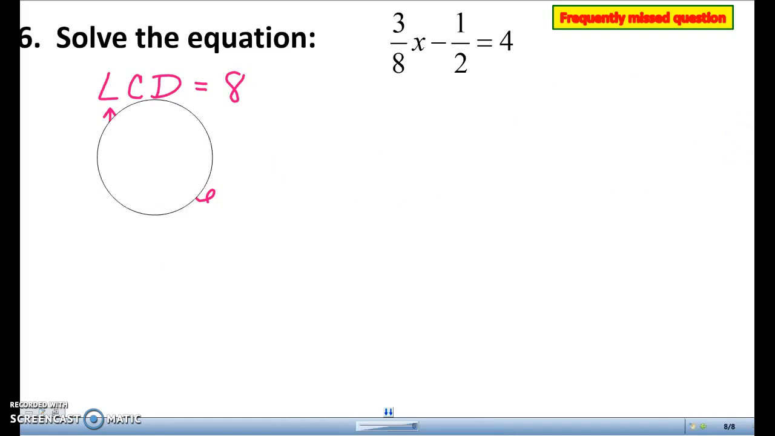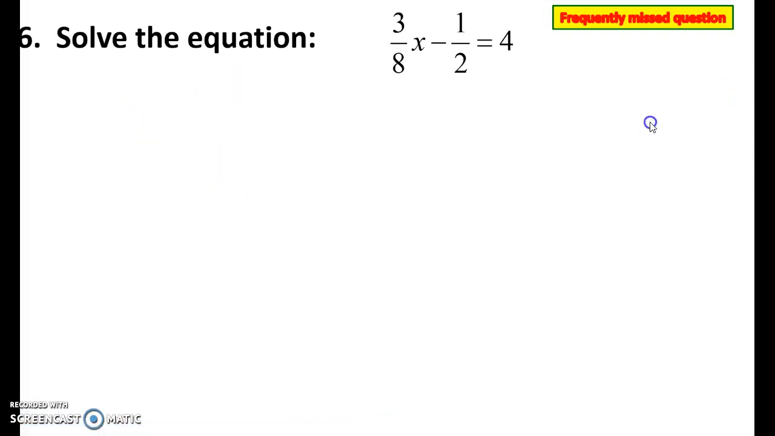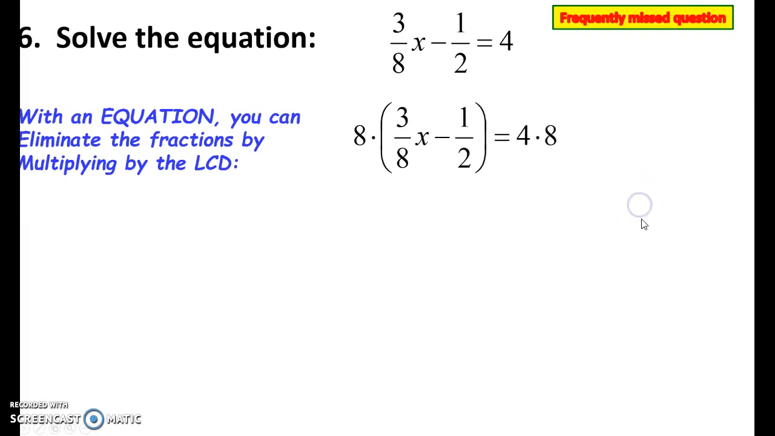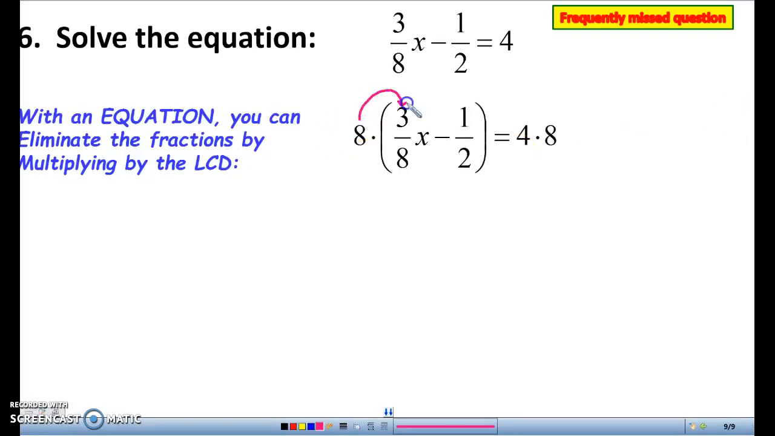So let's use 8. I'm going to multiply both sides by 8. Don't forget to multiply the other side by 8. Now what happens here when you take this times this? I know a lot of people like to do that. You're going to have 8 over 1 times 3 over 8 times x. And when you multiply straight across, numerator times numerator, denominator times denominator, 24 divided by 8 is 3x. So we got rid of the fraction here.